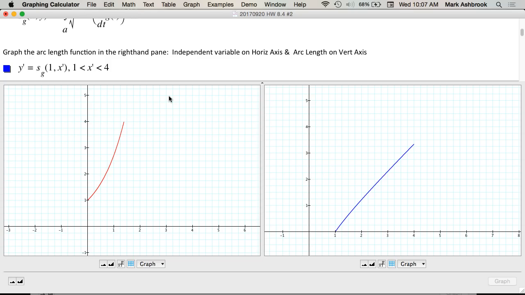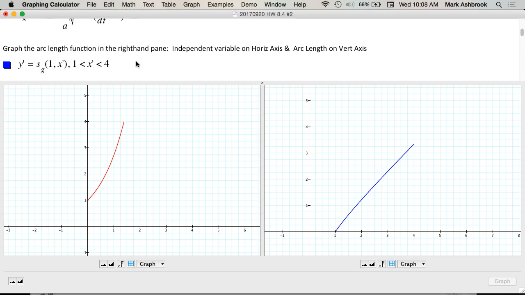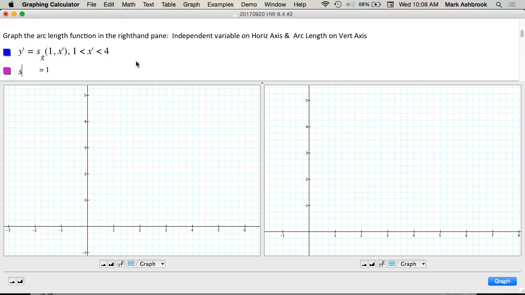Dylan. SG of, he said 1 comma 4. Is that the whole length of the red piece? SG of 1 comma 4. Yep, that's it. Because we want, starting at 1, we want y to be 4, and that will be all the accumulation of arc length from there to there. Have that. So let's put that in. S sub g of 1 comma 4.